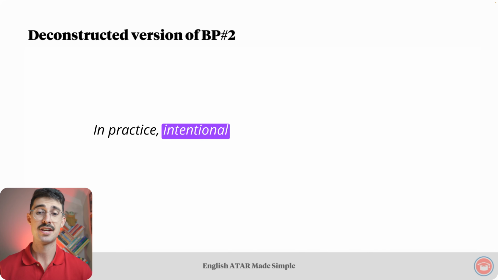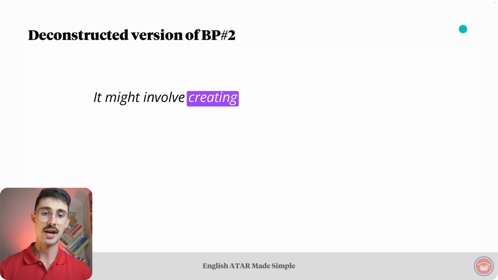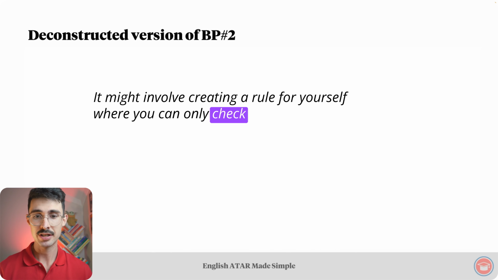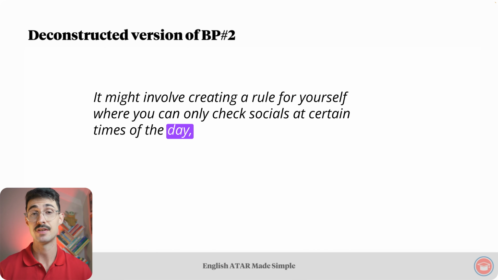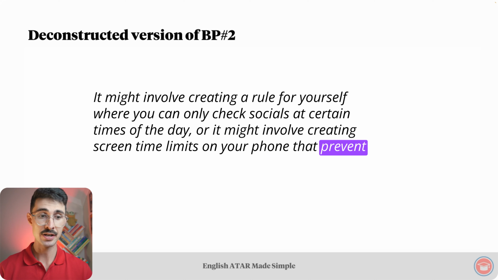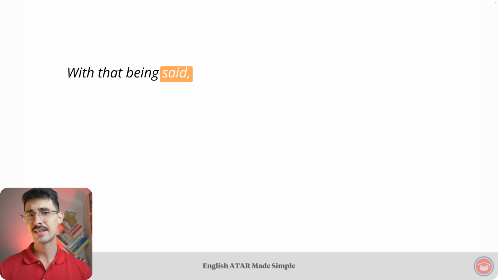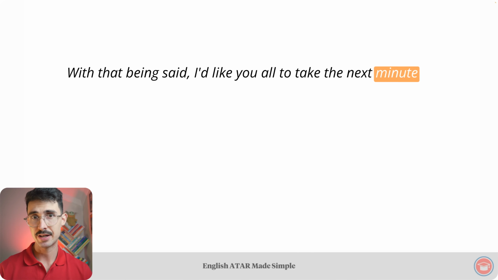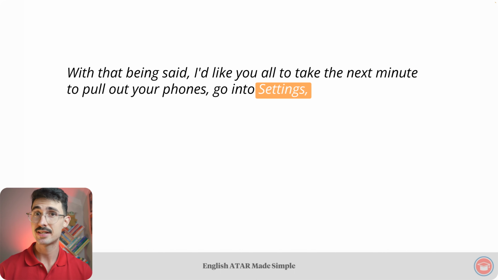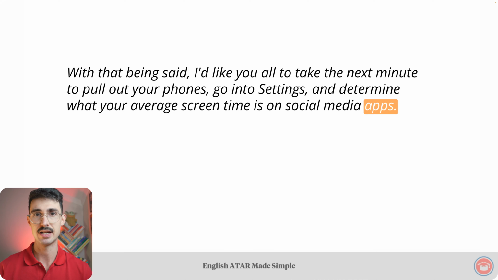In practice, intentional social media use can take a bunch of forms. It might involve creating a rule for yourself where you can only check socials at certain times of the day, or it might involve creating screen time limits on your phone that prevent you from using certain apps once you've spent a given amount of time on them. That's our elaboration. This is a big example. With that being said, I'd like you all to take the next minute to pull out your phones, go into settings, and determine what your average screen time is on social media apps.